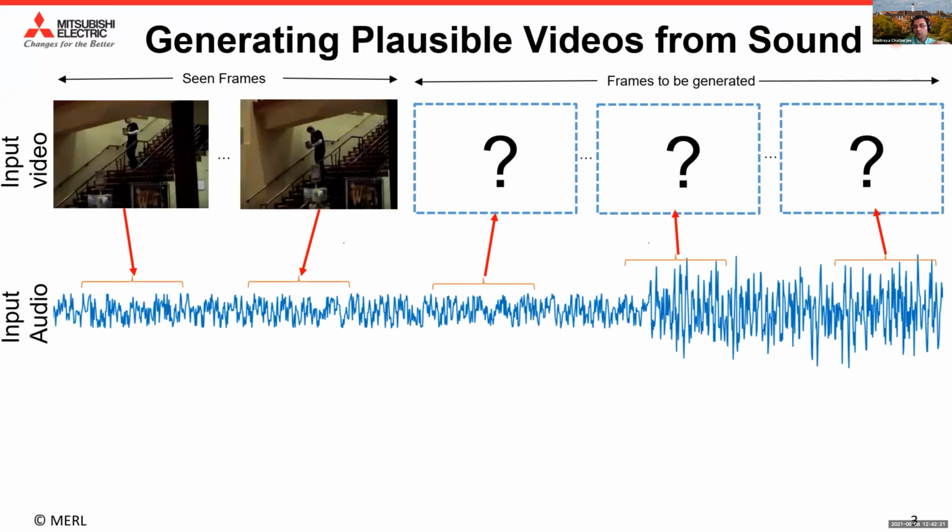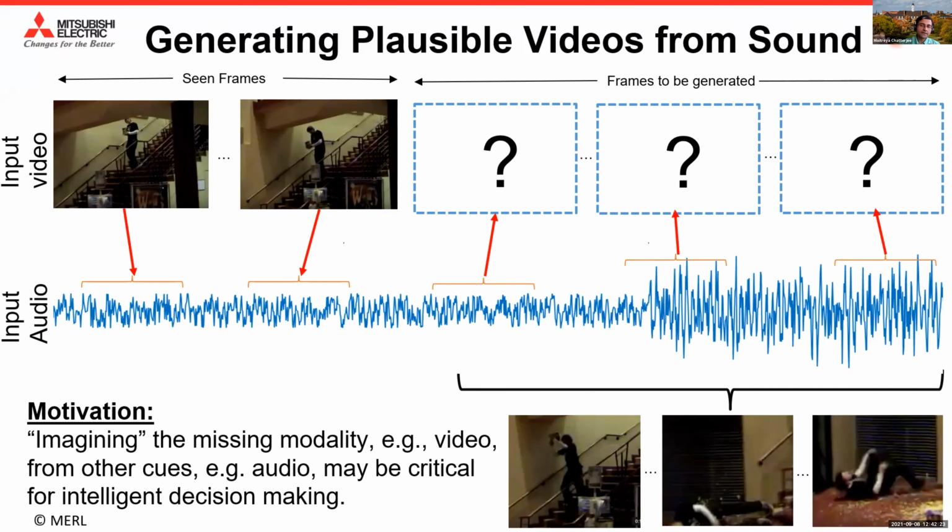So what we want to do is to be able to reason over these missing visual streams, and in particular, this is the setup that we have, where we are given a few frames and we have access to the entire audio stream, and what we want to do is extrapolate the frames into the future, right? So that they are consistent with the audio that has been observed.